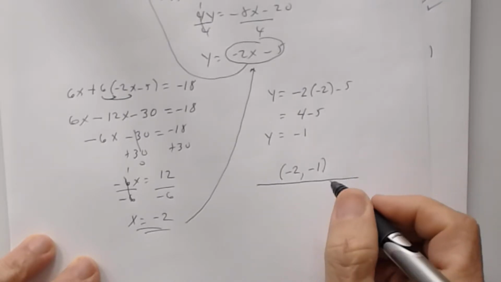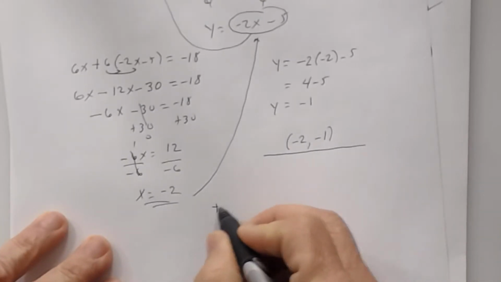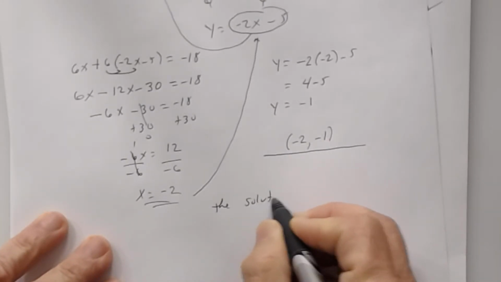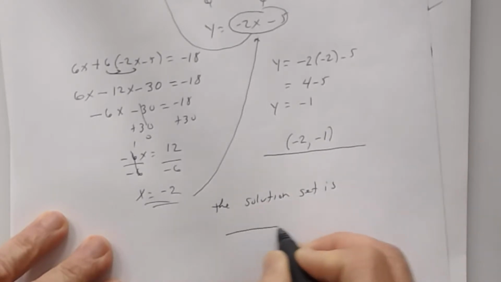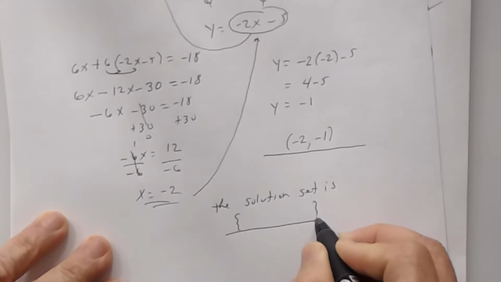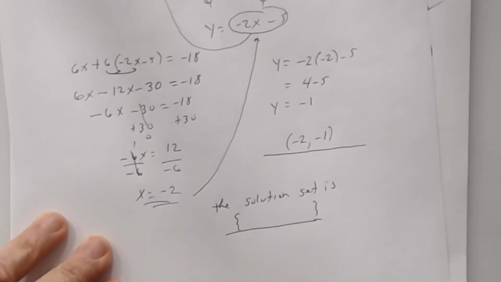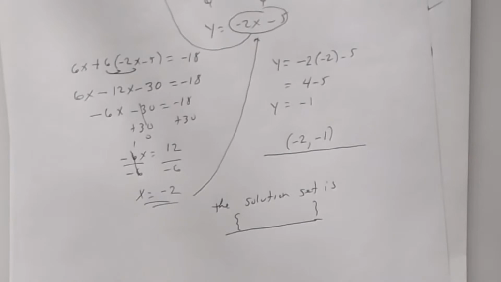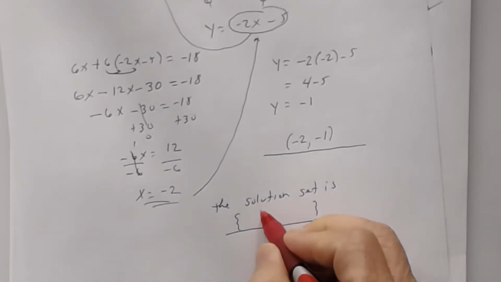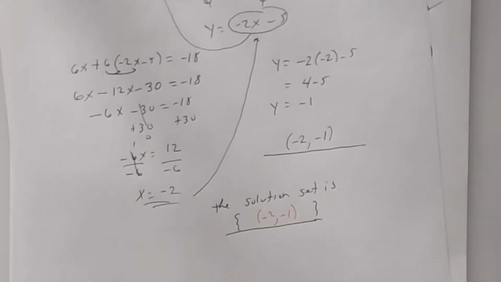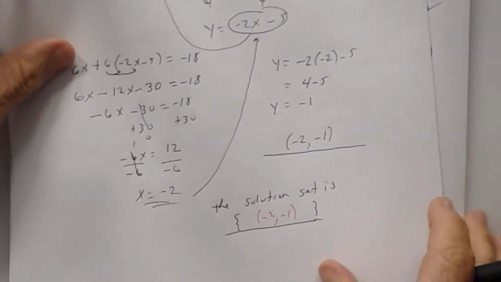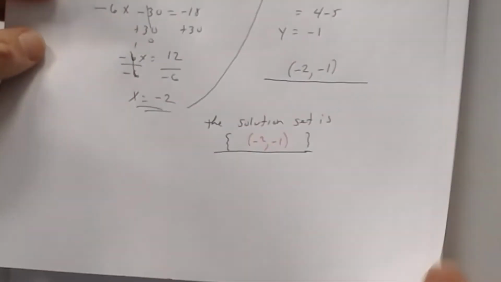On MyMathLab, it's going to say the solution set is, and it's going to have a brace, and it's going to say type the answer as an ordered pair, just like we did a while ago. So what are you going to put in that blank? Parentheses. You must put parentheses, negative 2 comma negative 1, close parentheses. All right, so that was number 2. Okay, let's look at number 3.